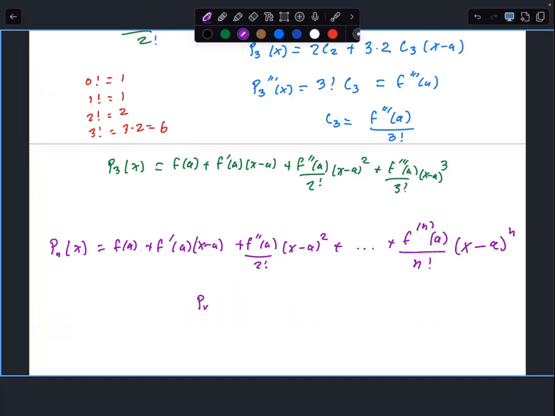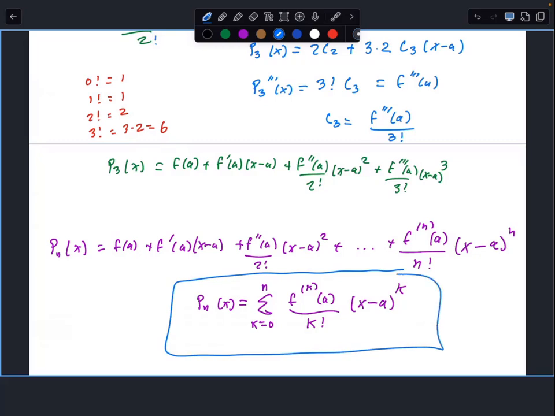We write this as P_n of x equals the summation from k equals 0 to n of f to the k, the kth derivative at a, over k factorial, times x minus a to the kth power.